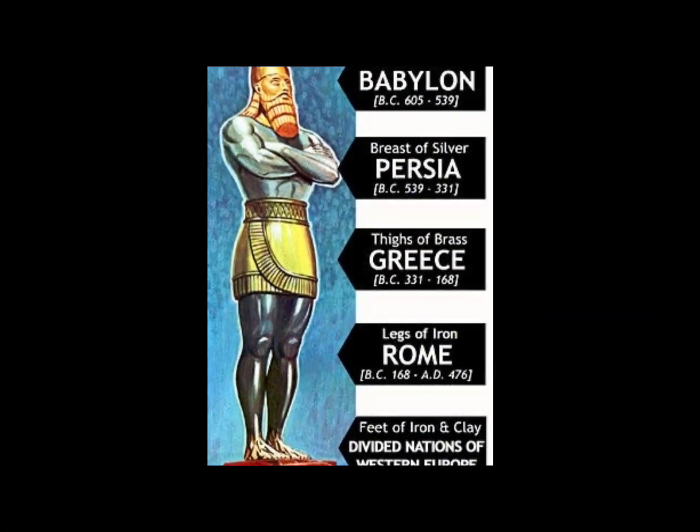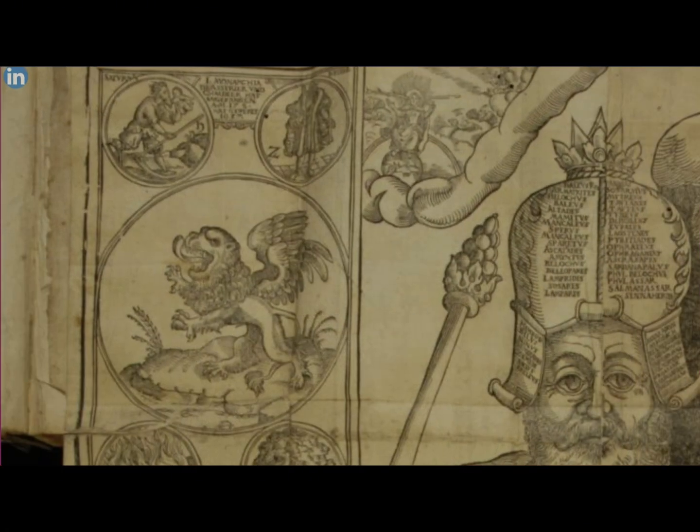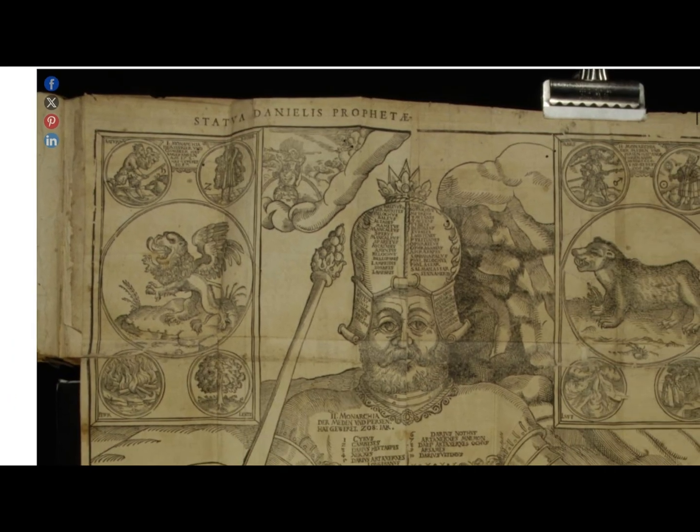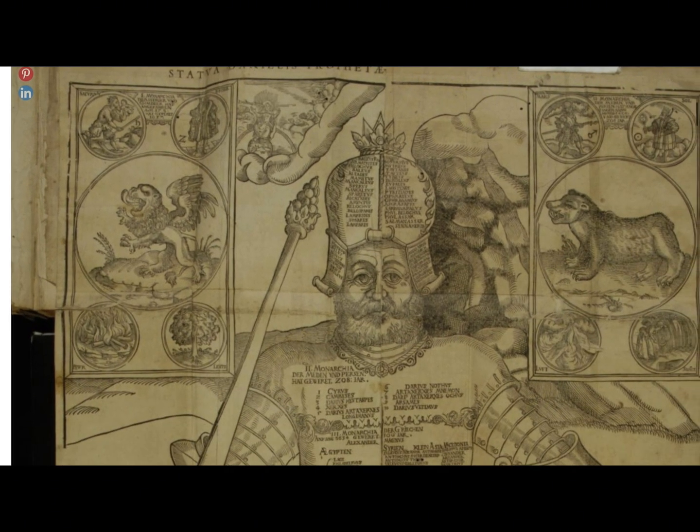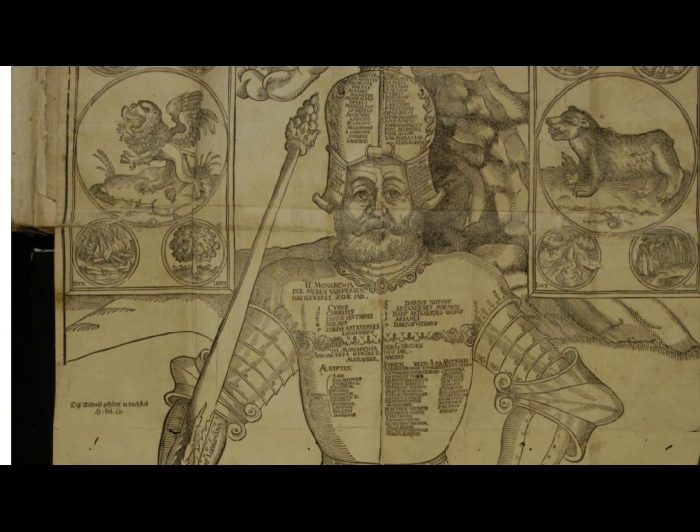So we know this head is Babylon, right? That's from 605 BC to 539. So we've got Babylon, Medo-Persia, Greece, Rome, and then the feet of iron and clay. So I just want to see here. We have that Babylon is the head, and we can see that depicted here. Let me just see.